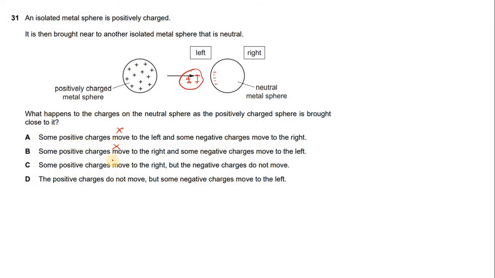The positive charges do not move. Some negative charges move to the left. So negative charges, which are free, moving electrons, move to the left, but positive charges don't move. So option is D.